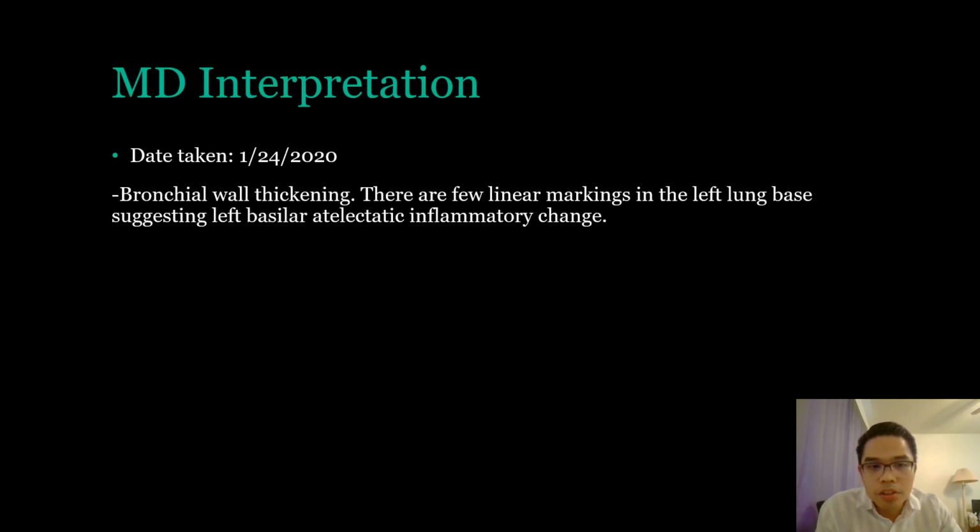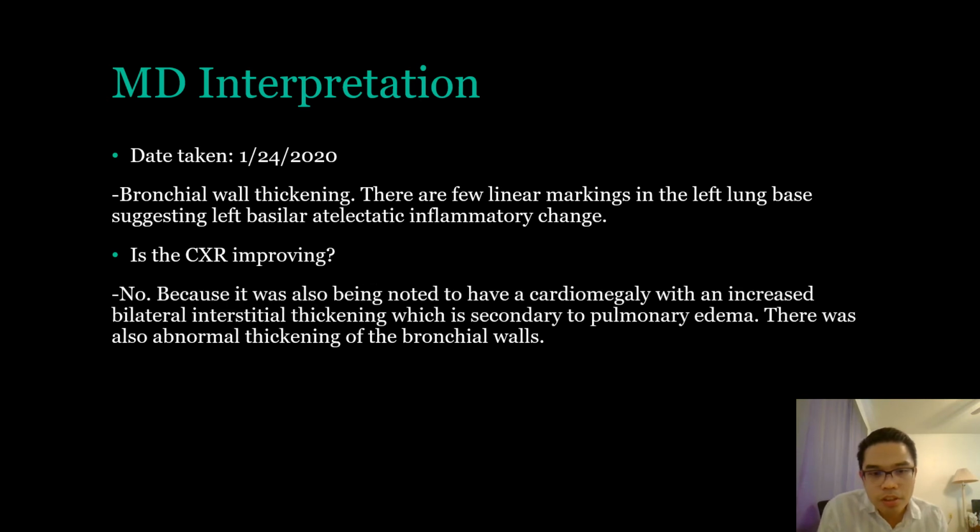So moving on, MD interpretation. The X-ray was taken on January 24. The patient has, as indicated, bronchial wall thickening, and there are a few linear markings in the left lung base suggesting left basilar atelectatic inflammatory change. Is the chest X-ray improving? No, because it was also noted to have enlargement of the heart, or cardiomegaly, with increased bilateral interstitial thickening, which is secondary to pulmonary edema.